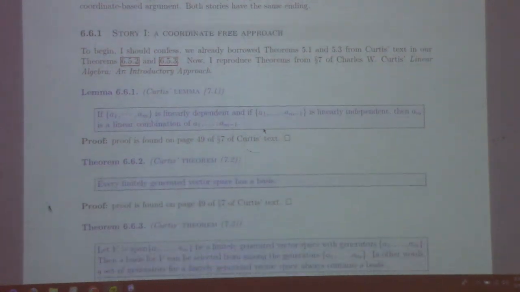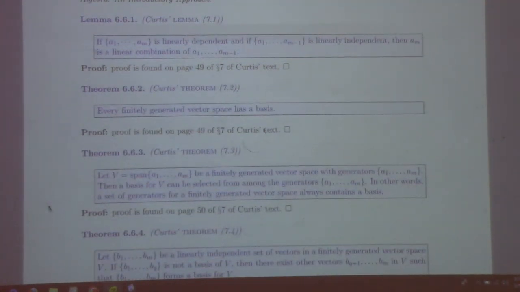Now, next up, this I've not covered in class, and I probably won't. But I used Curtis about 3 years ago, and it created much suffering. Much suffering. It's an excellent book. It's just too good. Anyway, I enjoyed it. Students, not so much.